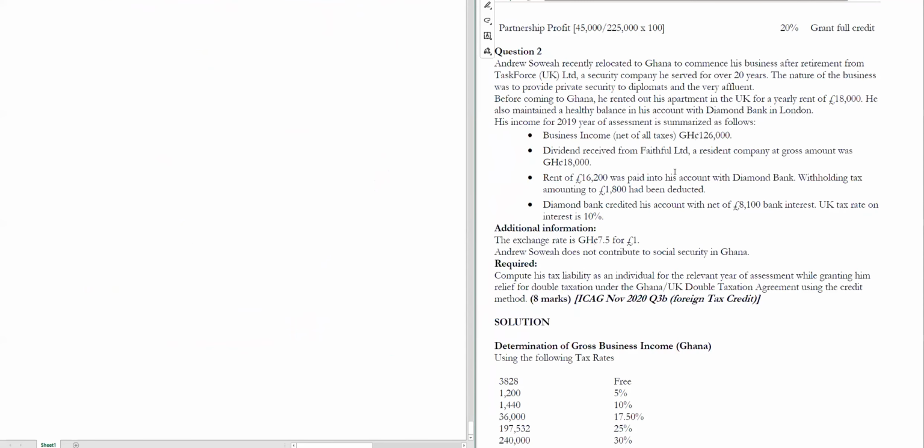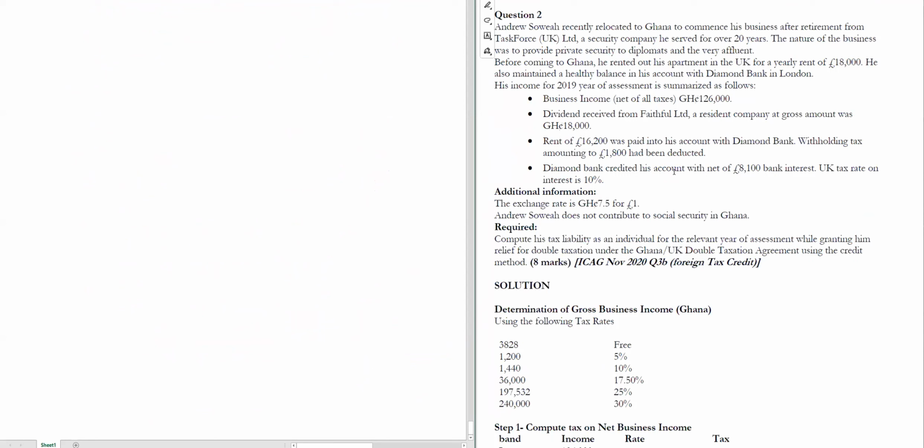It gets complex and more complex as we go down. Let's try this one if you can do it. This one is more complex than what we did. This one, they've already taken out his taxes. So how do we approach it?